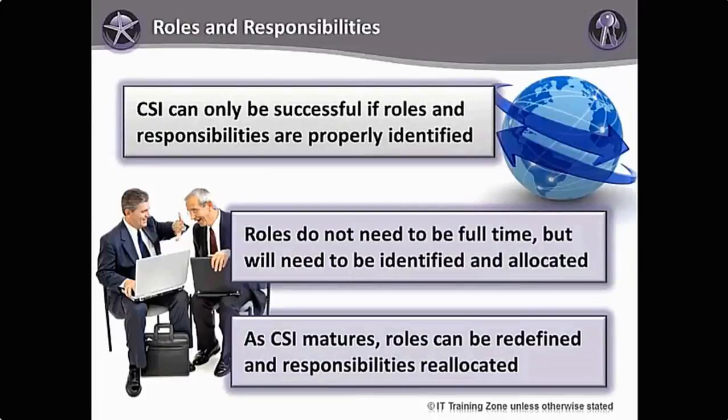In many respects, continual service improvement is no different from any other service management process. It will only be successful if specific roles and responsibilities are properly identified. These roles do not need to be full-time positions, but it is important that roles are identified and allocated at the start of a continual service improvement implementation. As continual service improvement matures, roles can be redefined and responsibilities reallocated.